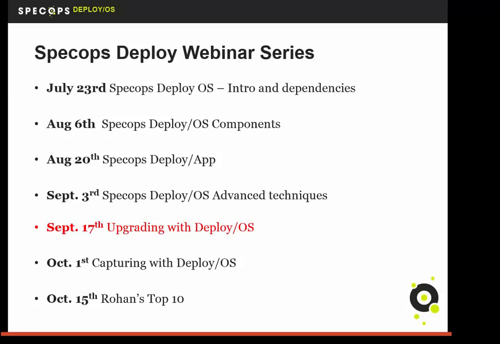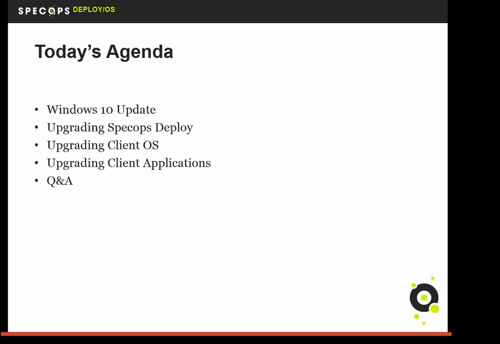So let's get started today. What are we going to talk about? I'm going to give you a brief update about where we're at with Windows 10. And then we're going to talk about upgrading Deploy itself, because a lot of times with new versions of operating systems, we do have to upgrade Deploy. And then we're going to go over best practices, procedures, some of our thoughts on upgrading your client operating systems, client applications. And then always, we have lots of time for questions and answers.